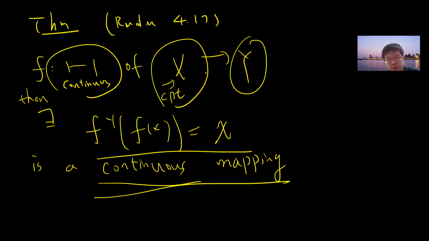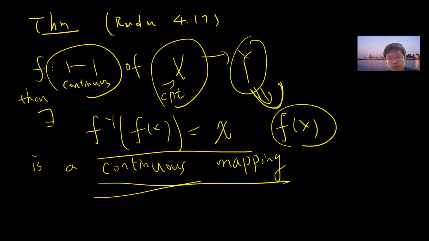Right. So if you only take f of X as your codomain, then this is automatically onto, right? So f inverse can be defined on this region. Okay.